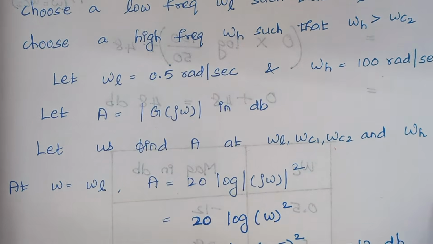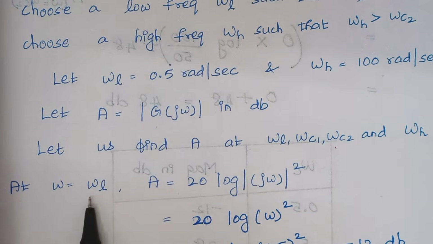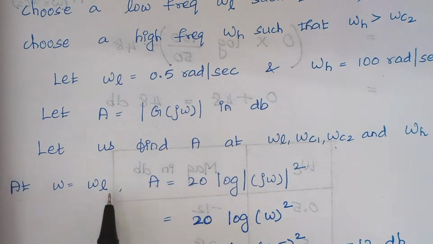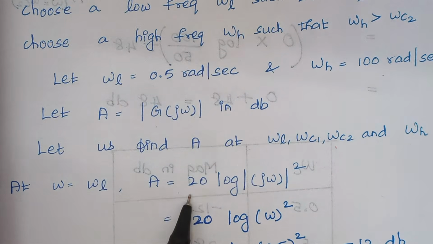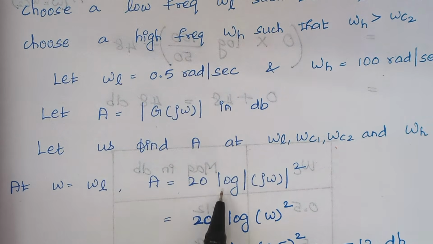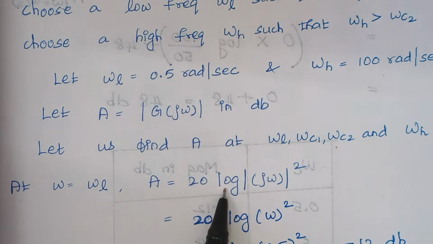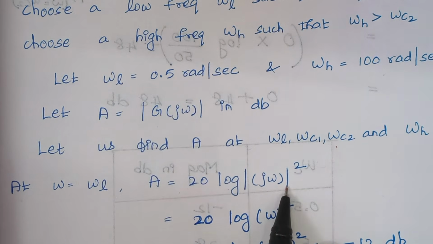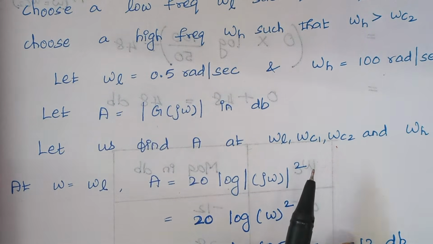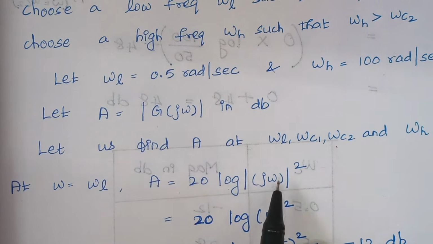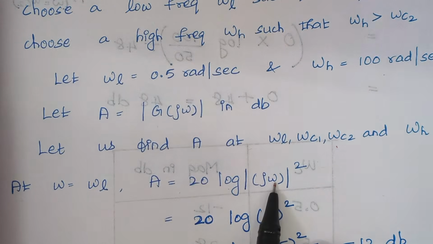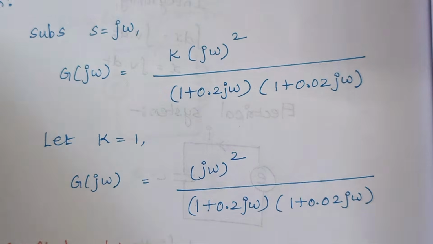So first step, I am considering omega equal to omega L. The formula to calculate the magnitude is, we have to consider only the individual omega terms here. So the formula is given by 20 log of the magnitude of how many omega we are having individually. We are having j omega whole square, and this j omega lies in the numerator. So 20 log j omega square.